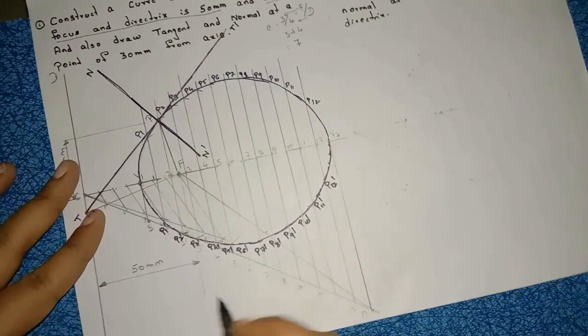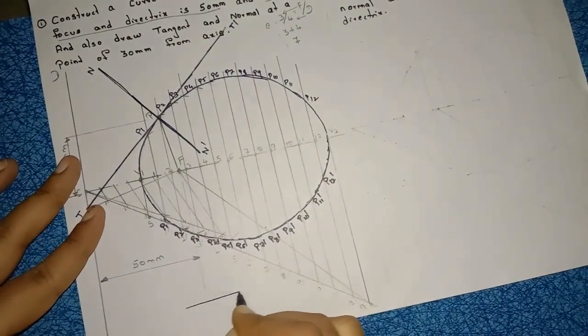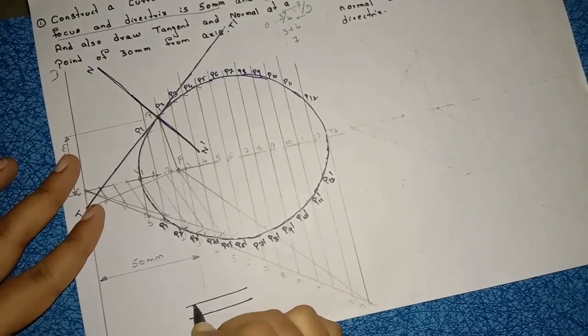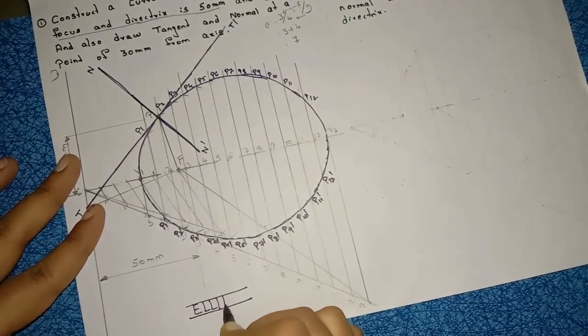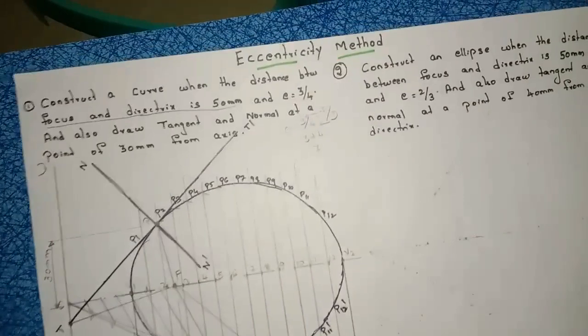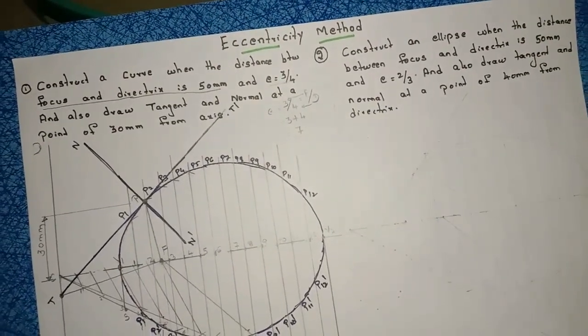After completion of your diagram, with the help of a scale, take a height of 5 mm and write down here ELLIPSE in capital letters, right? So this is the complete problem. This completes the problem, right?